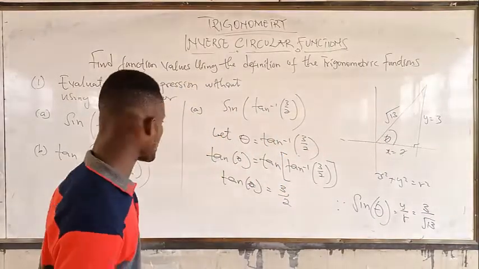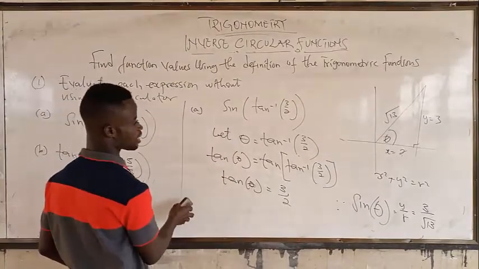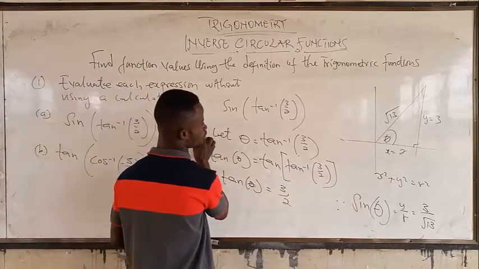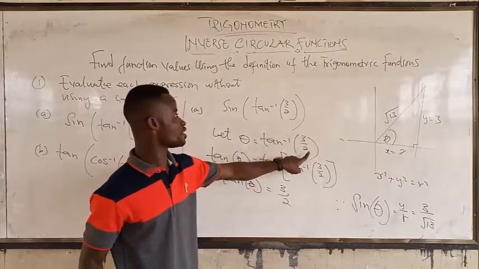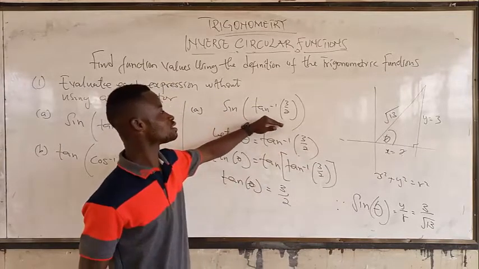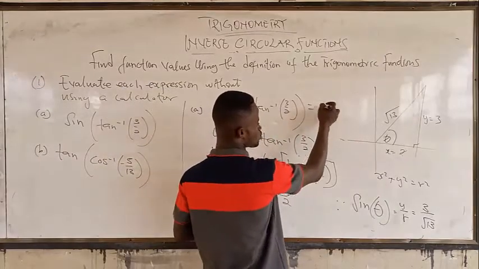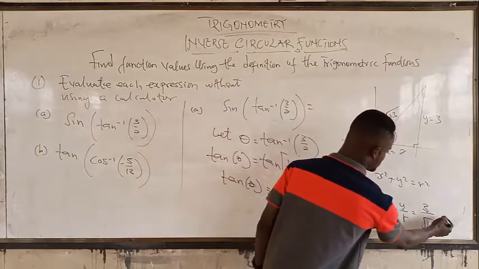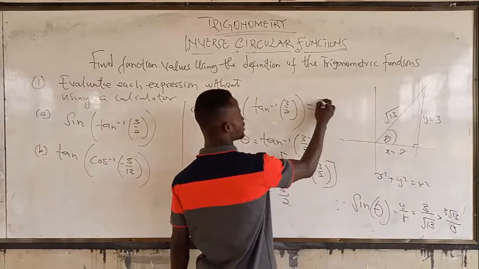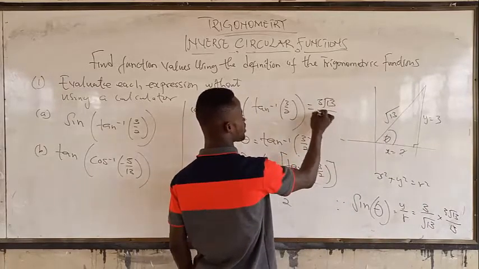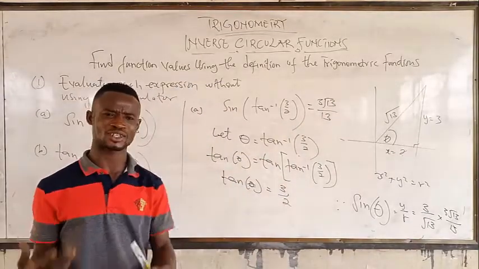So now we can conclude. Let me write it here. Since theta here is tan inverse of 3 over 2, we can now conclude that sine of tan inverse of 3 over 2 is equal to, let's rationalize this, 3 root 13 over 13. So that's going to be the final result for that. I hope it's not difficult.